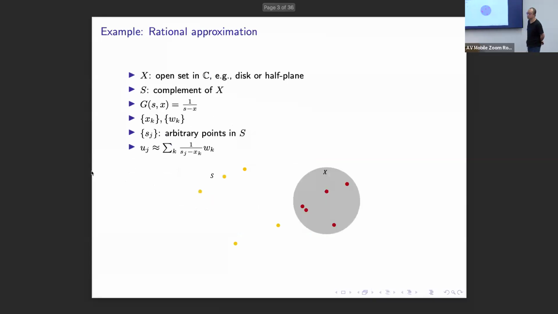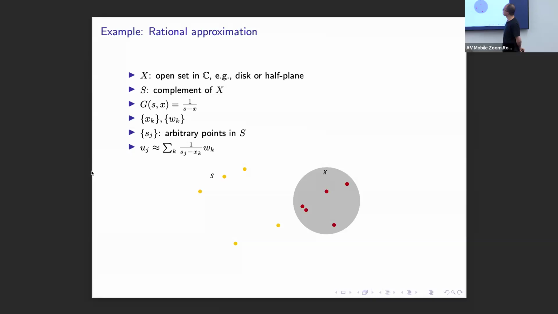Okay, so this is rather abstract. Let me just give you a few examples. So the first example is called rational approximation. Here you can think about X as an open set in the complex plane. Two typical examples are the disk or the half plane. Here I'm drawing a picture of the disk. So X is the space where my parameters live. S, the space of the observations or samples, will be a complement of it. Typically you require the points to be a little bit separated away, but in this simple case, you can just think about S as the complement of the complex plane with respect to this parameter space X.